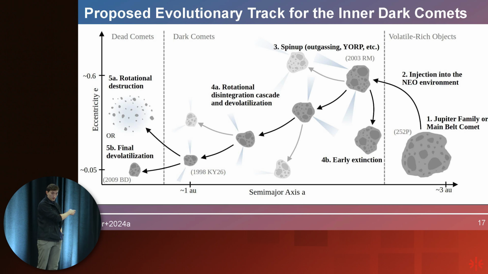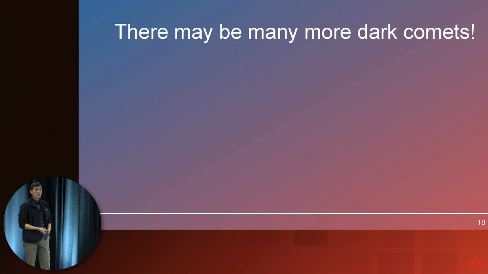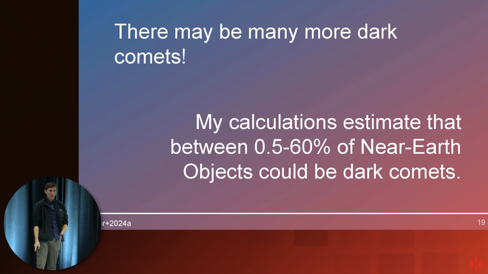So this is our understanding of where these things came from. And based on this, we can then do some calculations and say that there must be many more of these objects. The fact that we found 14, you saw in the original graph, is a very observationally biased sample. And this process should make many of these. And if you calculate this from observations alone, you get estimates, and this is a terrible range. There's somewhere between 0.5% and 60% of near-Earth objects being dark comets. I understand this is terrible. This is the best we can do with the current observations.